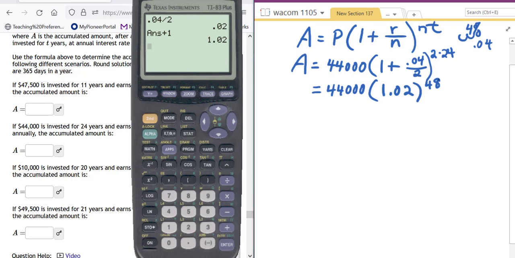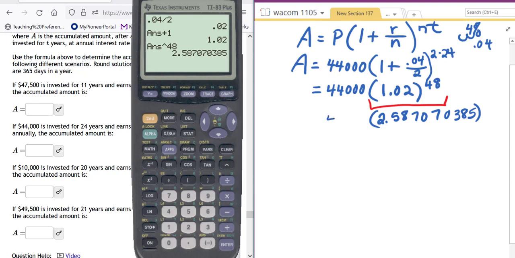Now, order of operations says do your exponent next. So I would do 1.02, which I have in my calculator already, to the 48 power. So I get that big number, 2.5870700385, but I'm not going to clear my calculator or anything.